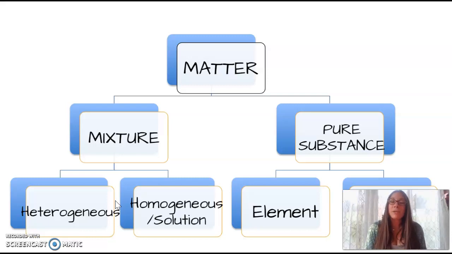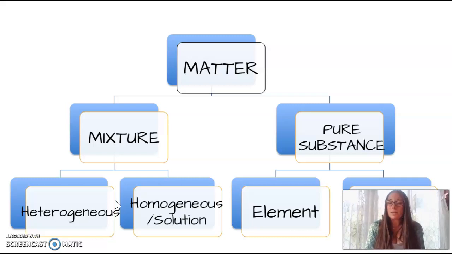Matter can be broken up into two main subgroups, mixtures and pure substances. The thing that separates a mixture from a pure substance is that mixtures can easily be broken down or taken apart, whereas pure substances are very difficult to break down any further.